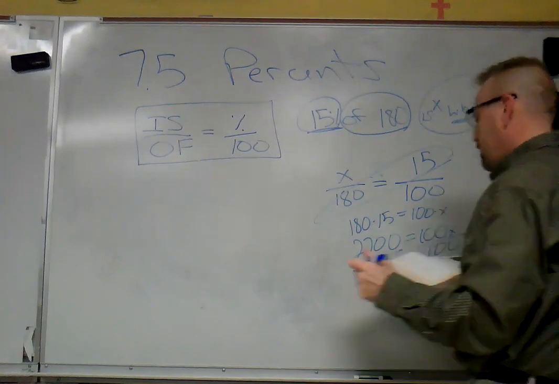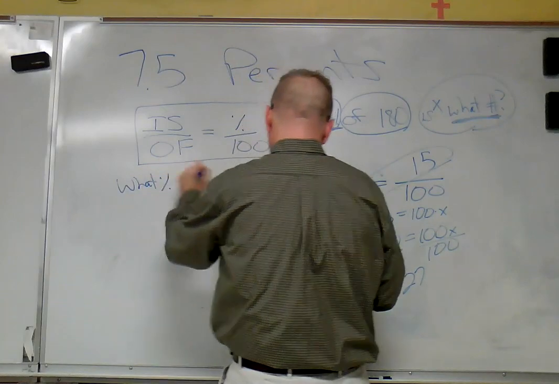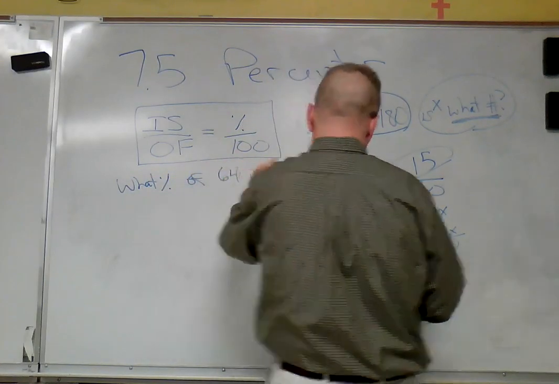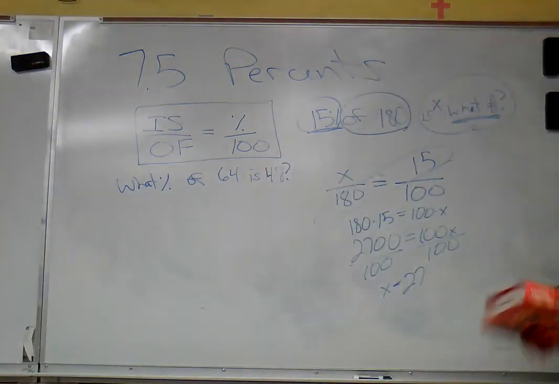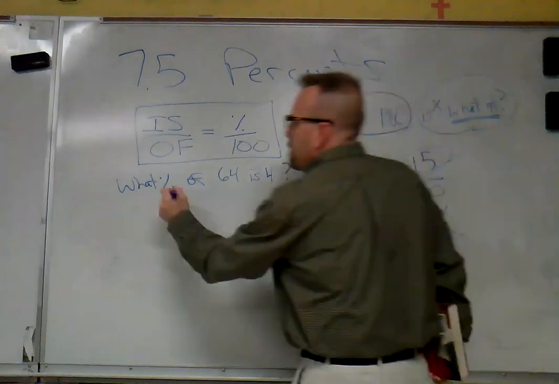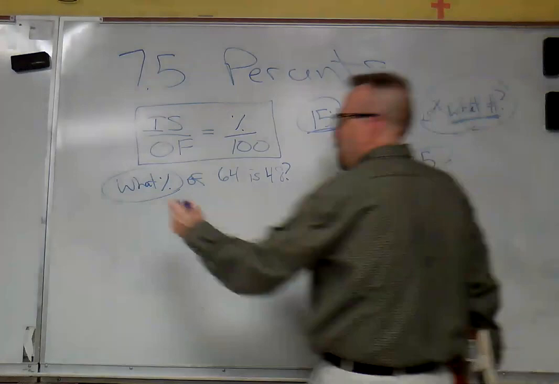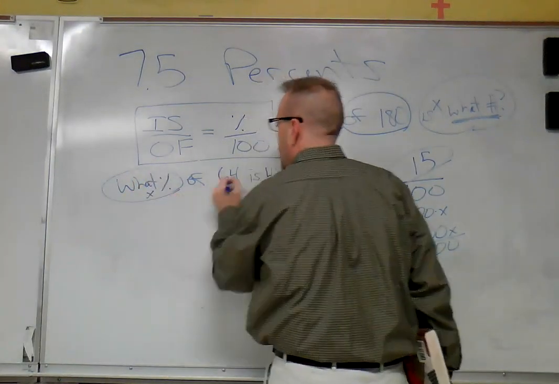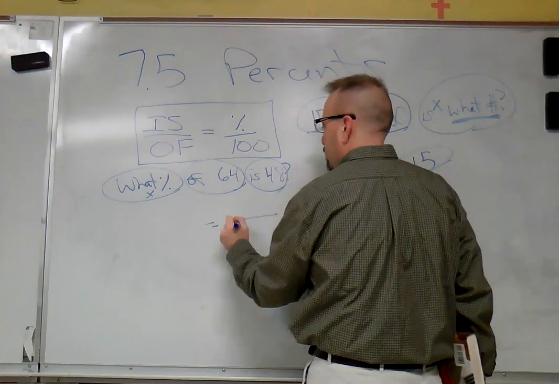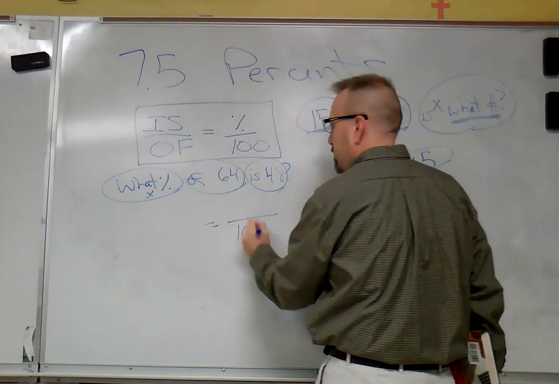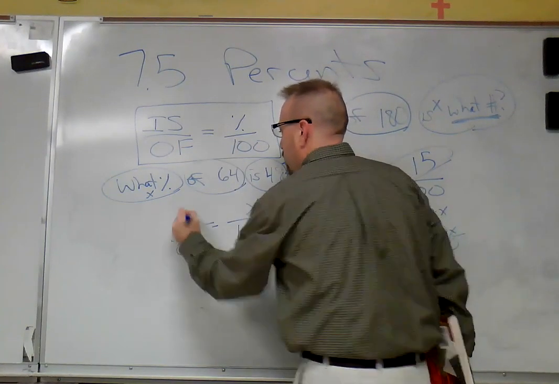Doesn't matter if we're looking for the percent, such as this one. What percent of 64 is 48? So percent goes with the what part. So what do we use in place of what? X. Any variable. I like X. Of 64 is 48. So again, 100 always. We're looking for our percent of the 64 is 48.